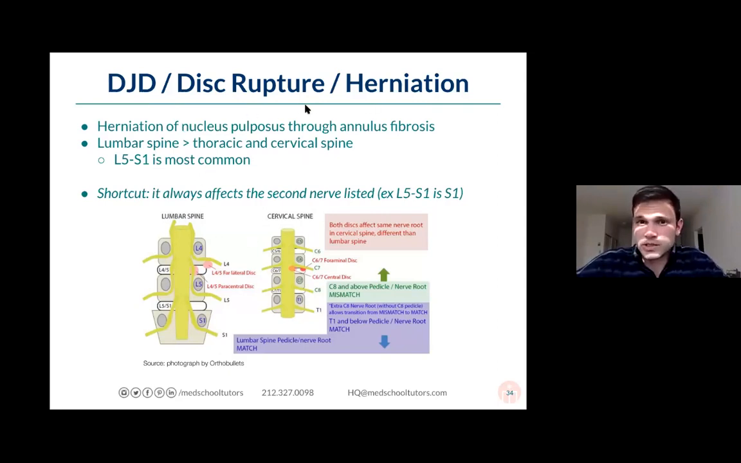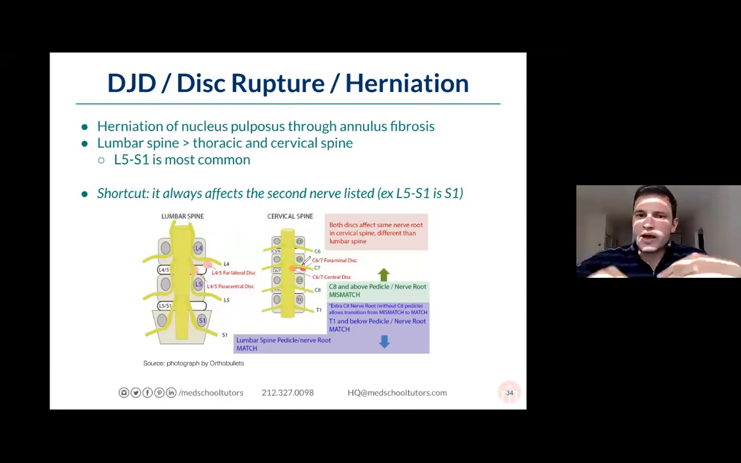The cheat is, they'll always ask you, oh, this is going to affect which nerve? It's always the second one, right? So if it's a C6, C7, it affects C7. If it's an L5S1, it affects S1. So you can just remember that. It's almost always the second one. That's the trick.